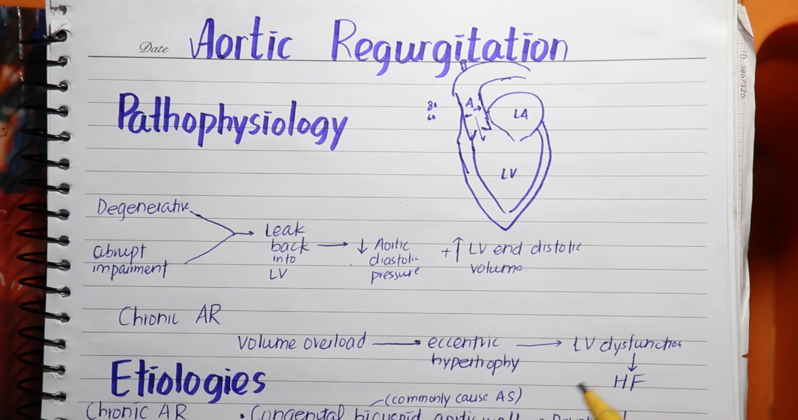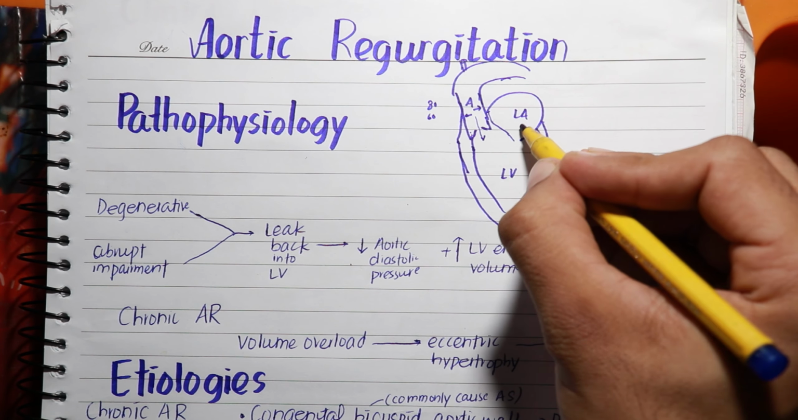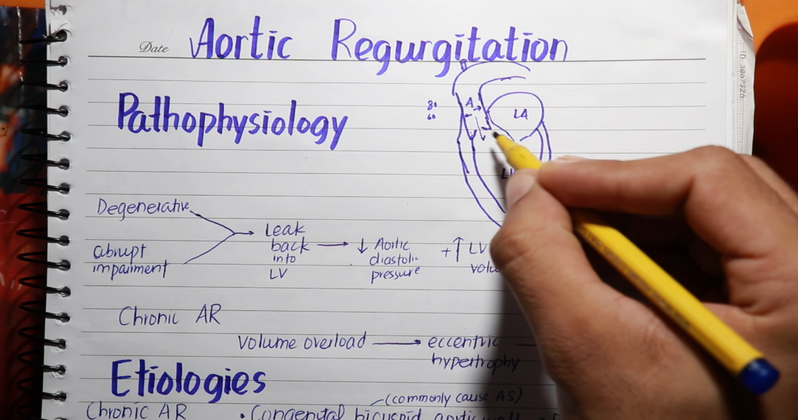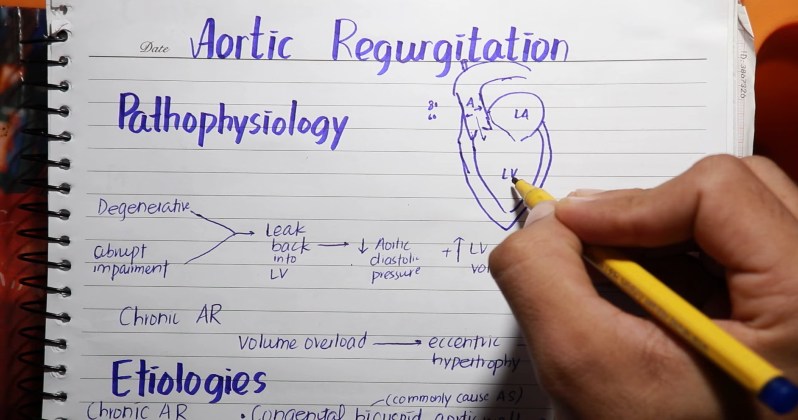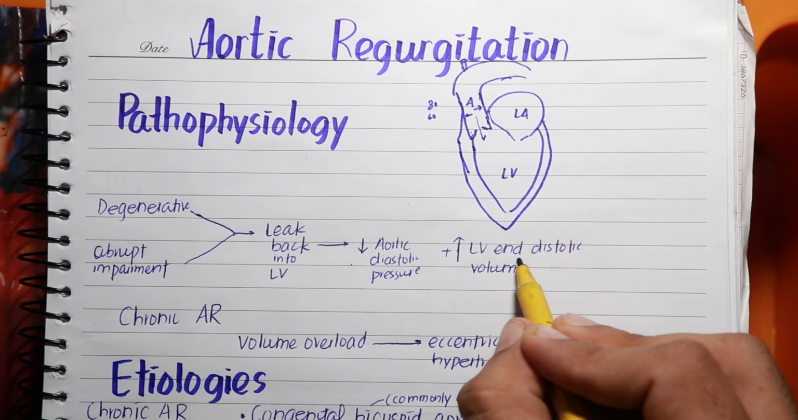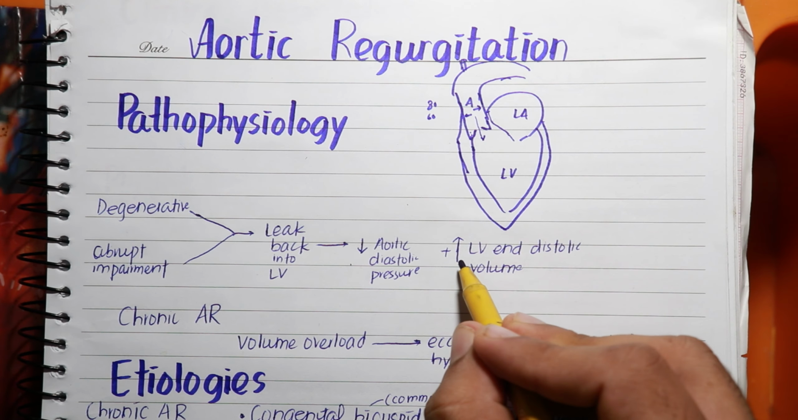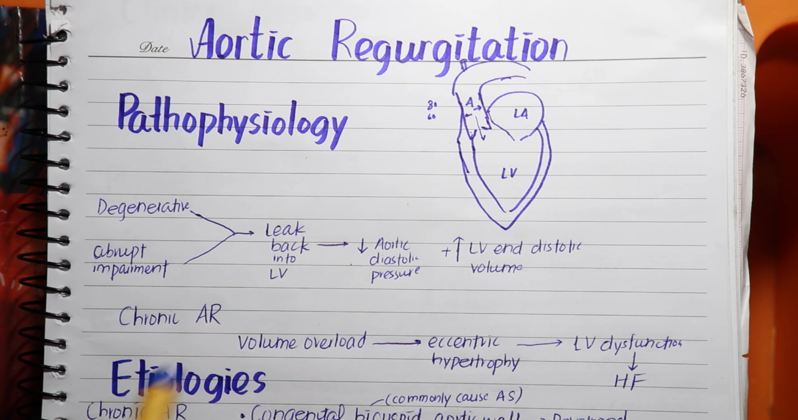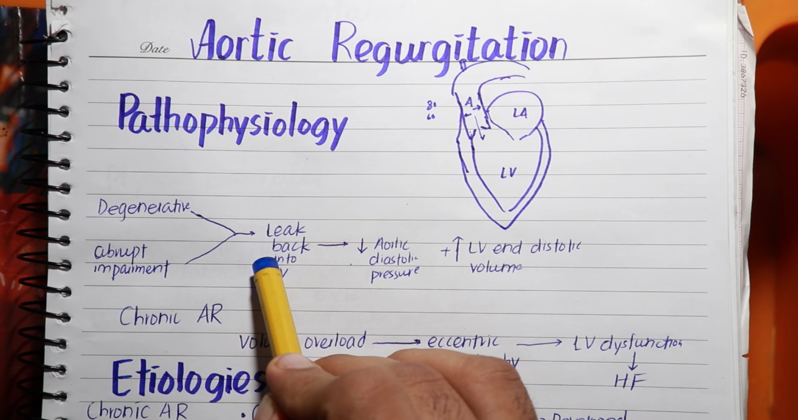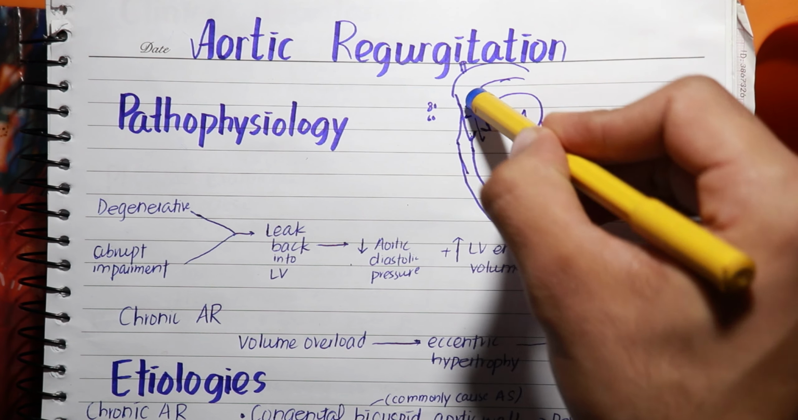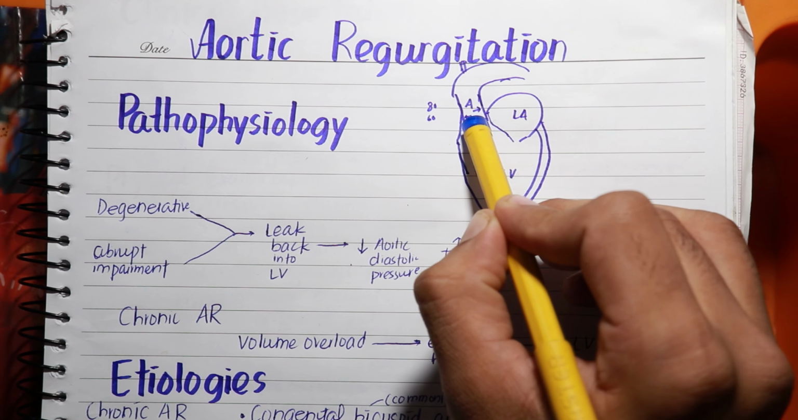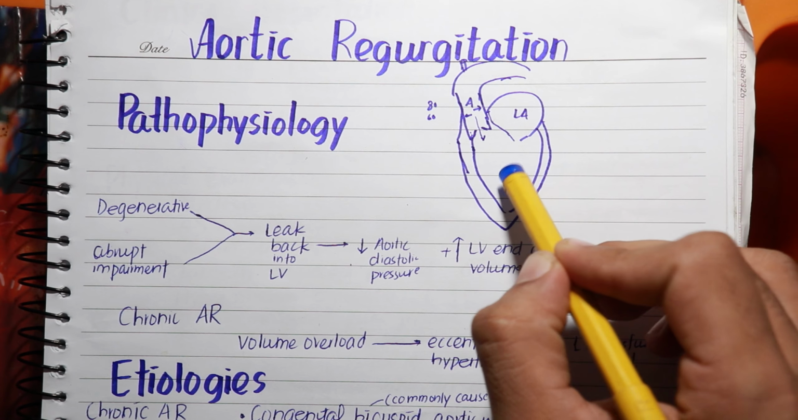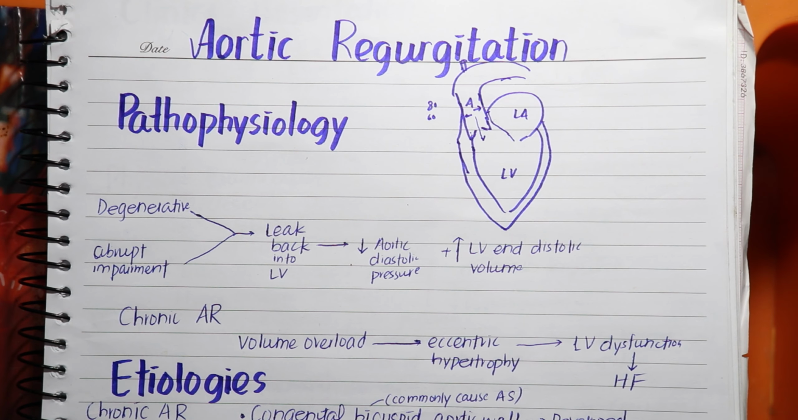Why? Because during diastole, blood comes from the left atrium into the left ventricle, plus this blood that is regurgitating also comes into the left ventricle. So left ventricular end-diastolic volume is increased. Degeneration or abrupt impairment causes leakage of blood from the aorta into the left ventricle, decreases aortic diastolic pressure and increases left ventricular diastolic volume.